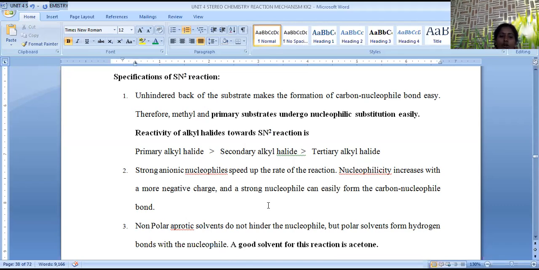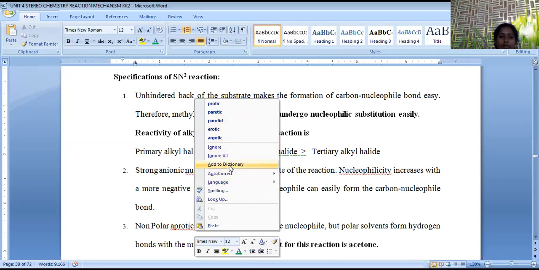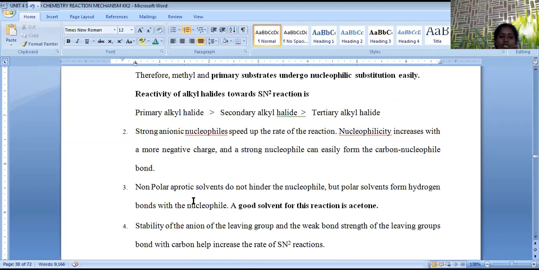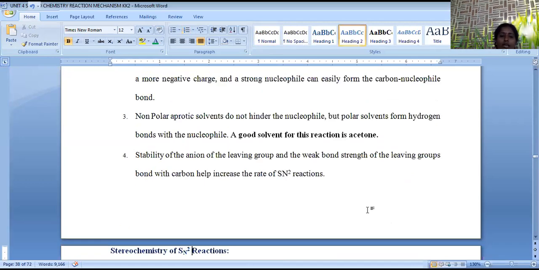And aprotic solvents or non-polar solvents are required for SN2 reaction, because the reaction proceeds by a non-ionic mechanism. The mechanism proceeds with the transition state where no ionic charges are generated. Hence, a good solvent for this SN2 will be acetone, otherwise chloroform, benzene, any kind of non-polar solvent can be chosen.